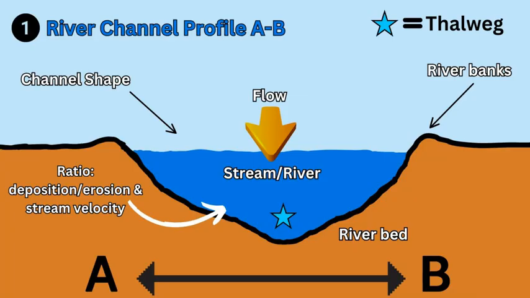Here we have a channel profile from point A to point B along the straight line river, and prior to any meandering you have this uniform, more symmetrical river channel profile. The Thalweg is located in the center of the river, the deepest part, also the fastest moving water, and you have a very even slope and riverbed on either side, denoting a straight line river with uniform velocity, with a uniform erosion and deposition ratio based on the stream's velocity.